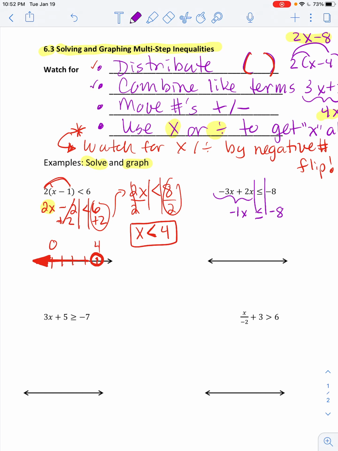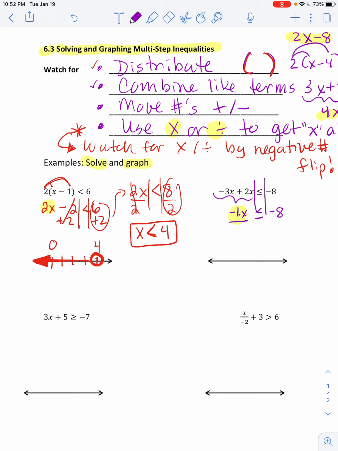So I did my combining like terms. Normally I would move any numbers that are added or subtracted into this problem, but I don't have any. So I skipped that step. All I'm trying to do now is get the x alone, which means I need to separate it from that negative 1 that it's currently multiplied by.